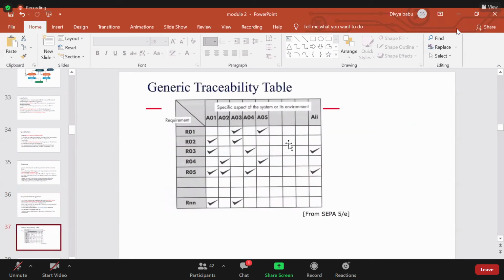This is an example of a generic traceability table. It does not mention any specific thing. Here you could see the requirements. These are some of the requirements: Requirement 1, 2, 3, 4, 5, 6, like n number of requirements, in the form of a matrix. And the specific aspect of the system or environment you can mention here, and the resources which we need. If it is a resource traceability table, you could check that a particular requirement needs AO3 and AO5 to implement, and R2, the next requirement, needs AO1 and AO3. Like that you could mention here.